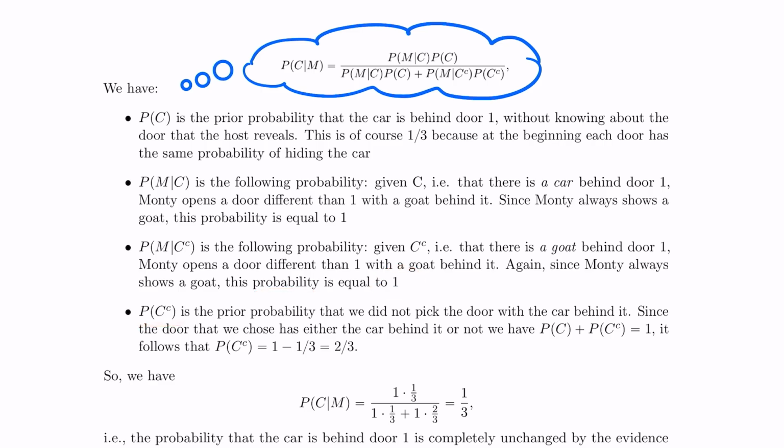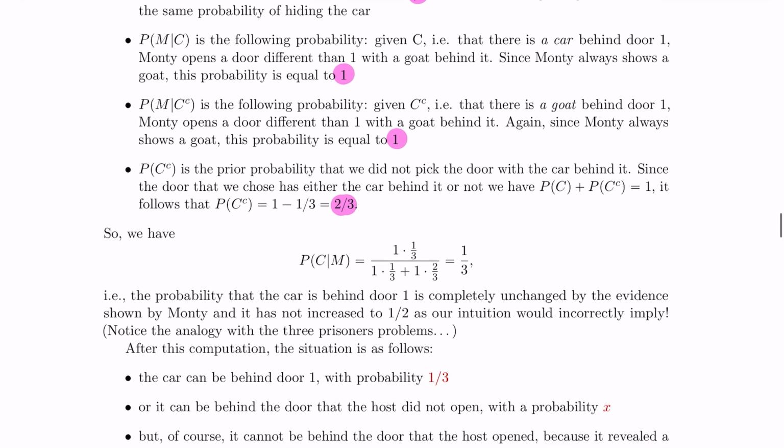Finally, this one is the prior probability that we didn't pick the door with the car behind it. We can compute this probability using the fact that P of C plus P of C complementary is 1. So we get that P of C complementary is 2/3. Introducing the values that we have just computed into Bayes' formula, we obtain that the probability of C given M is 1/3.